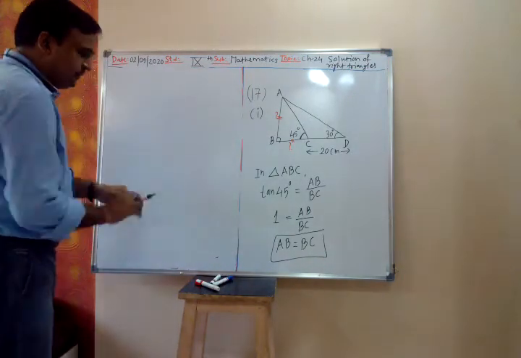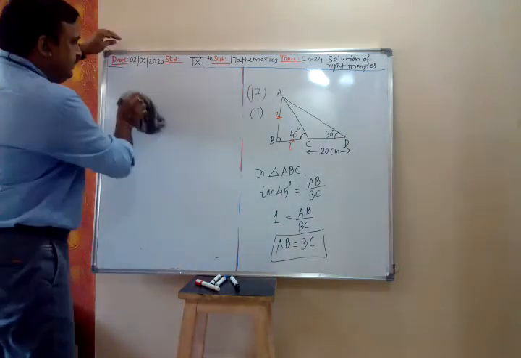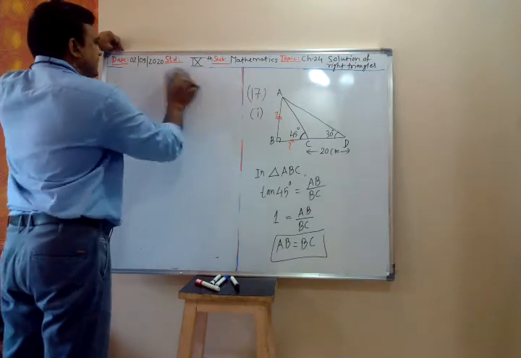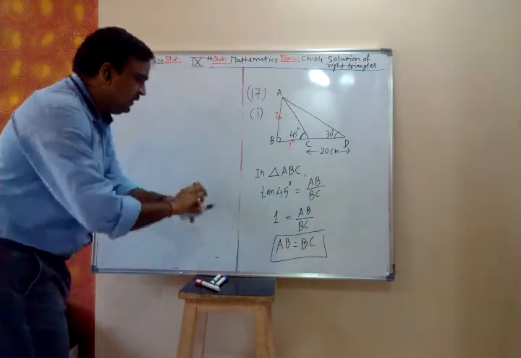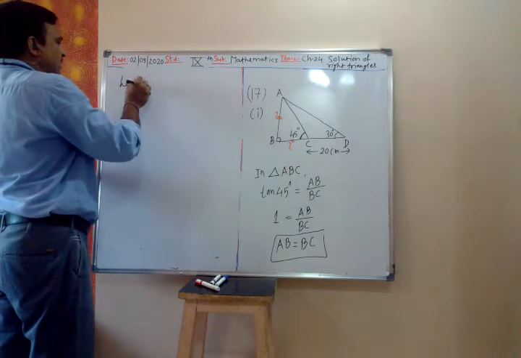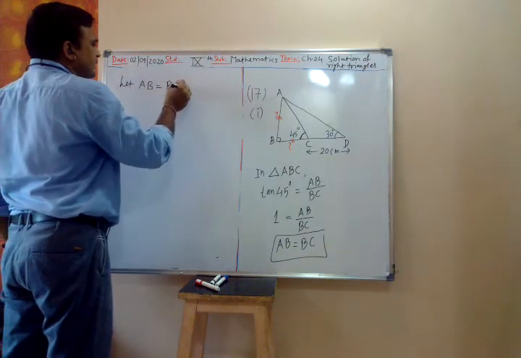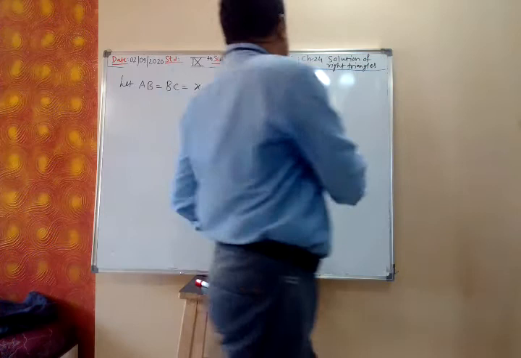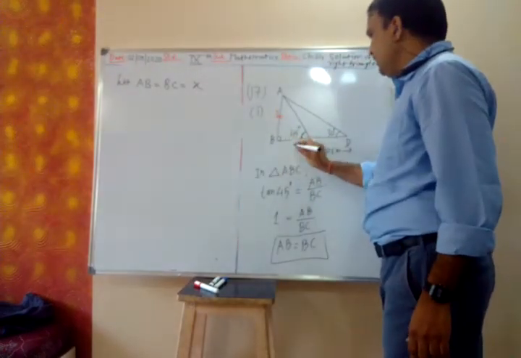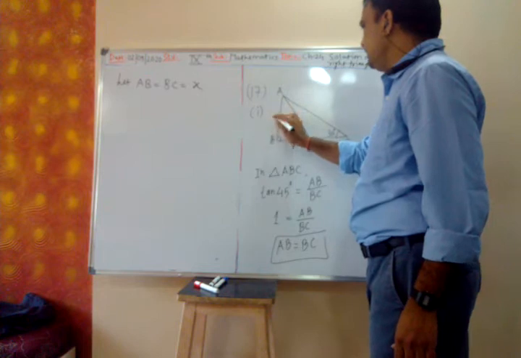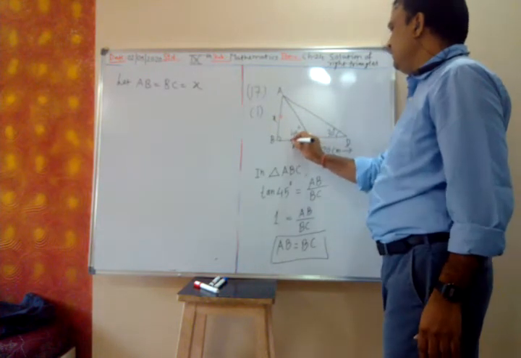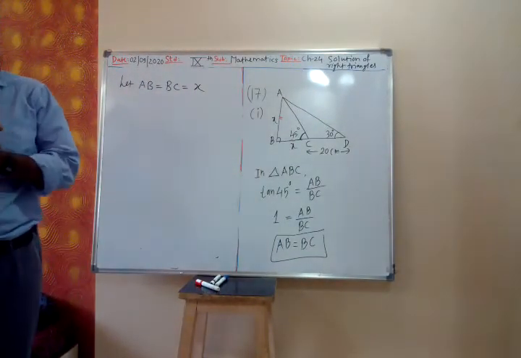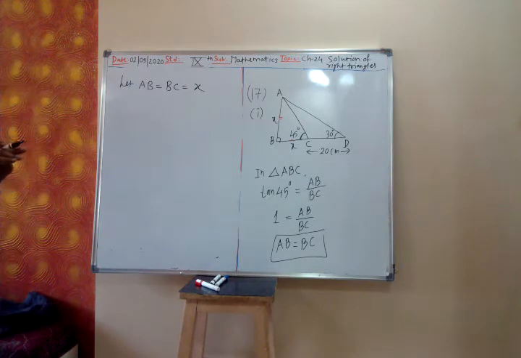So now we consider, let AB is equal to BC is equal to X. Let us take some variable. We are not given values, so let AB is equal to BC is equal to X. Because they are equal, I can take them both as X. Are you getting?